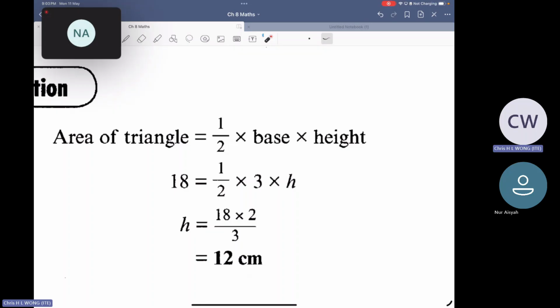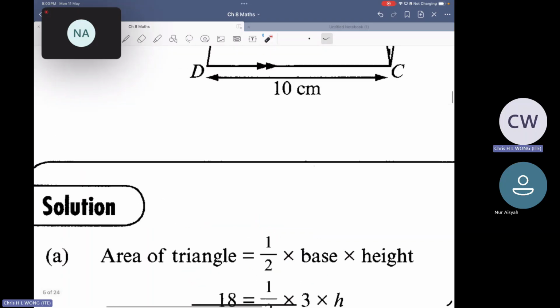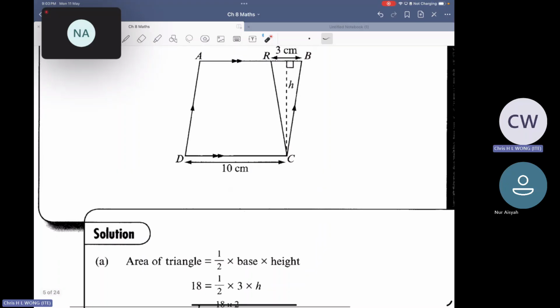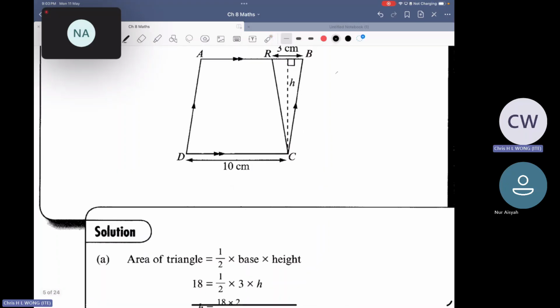So you have 18 times 2 and divide by 3. That's 18 times 2 divided by 3, giving 12 cm. So I got the height. This is the height, 12 cm. Right?